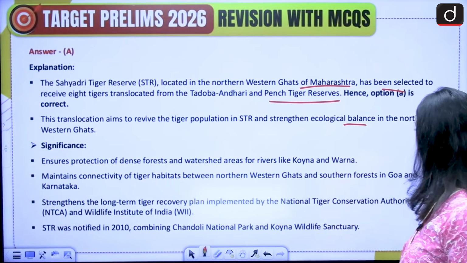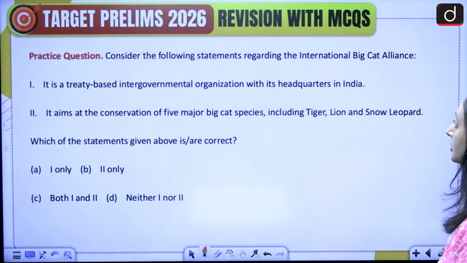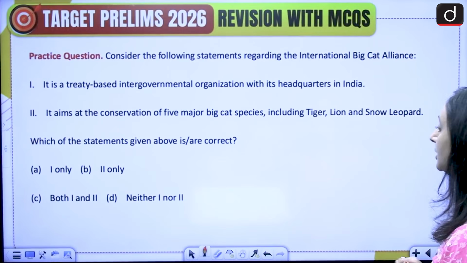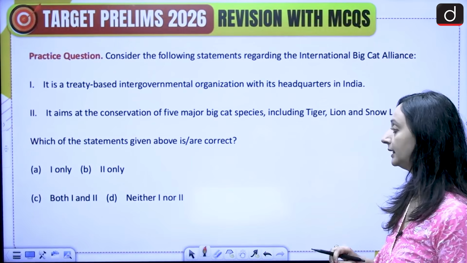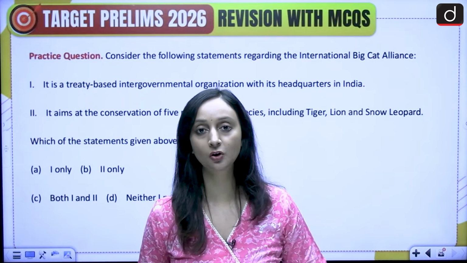Now this was all for the discussion for today. We'll look at a practice question. Consider the following statements regarding the International Big Cat Alliance. 1. It is a treaty-based intergovernmental organization with its headquarters in India. 2. It aims at the conservation of 5 major cat species including tiger, lion and snow leopard. Which of the statements given above is or are correct? A. 1 only, B. 2 only, C. both 1 and 2, or D. neither 1 nor 2. So please attempt this question and provide your answers in the comments section.